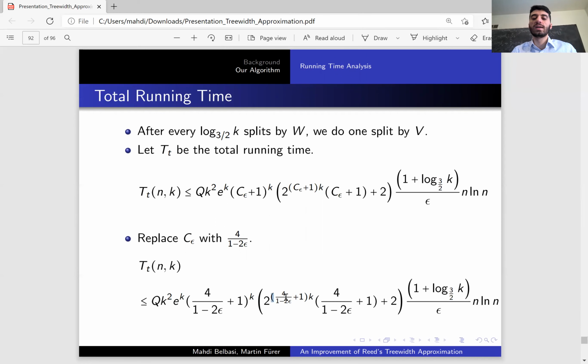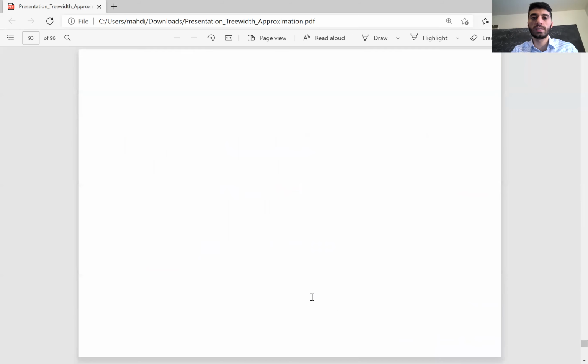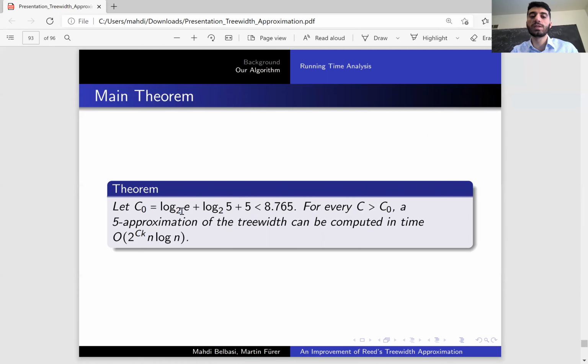Now you see that the dependence on k in the exponent is shown by this. Let c0 be log e log 5 plus 5, which is 8.765. For every c greater than this, a 5-approximation of the treewidth can be computed in time 2 to the power of ck times log n. And this finishes our paper. This was the main result that we had, and we dropped 24 all the way to 8.765, and also we removed k factorial there.